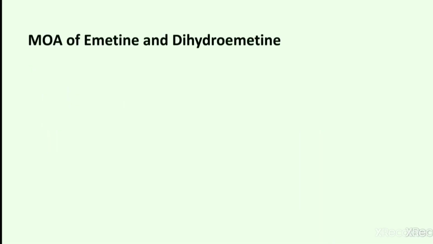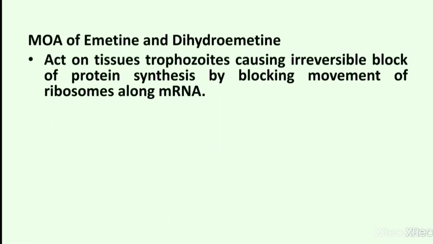Next is mode of action of emetine and dihydroemetine. Both emetine and dihydroemetine act on tissue trophozoites, causing irreversible block of protein synthesis by blocking movement of ribosomes along mRNA. Thus, they kill trophozoite forms of amoebas directly, but are not very active against cyst form of Entamoeba histolytica in the intestinal wall.